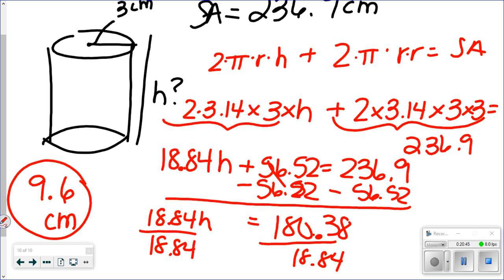Do you want to see another one like this, yes or no? Just in case, I know there's one like this on your test. Do you want to see another one just in case? No? Nobody wants to see another one? Are you sure? Okay. Well, let's see, I guess.